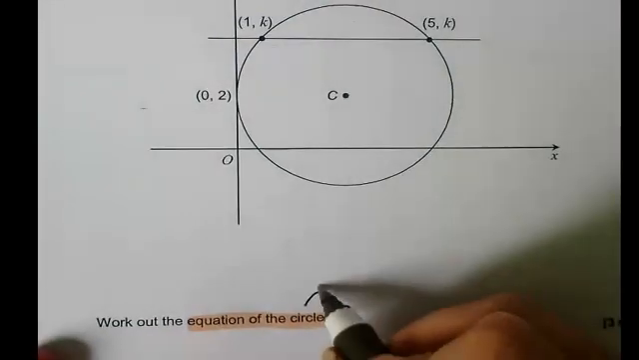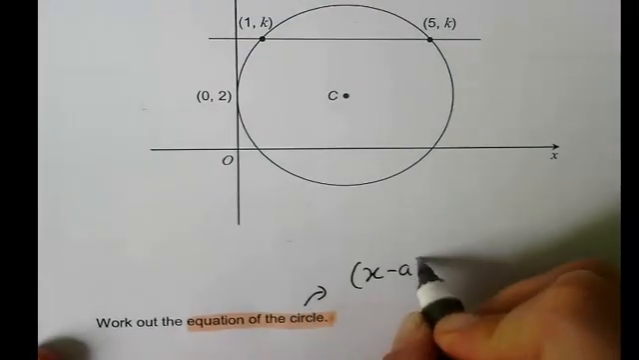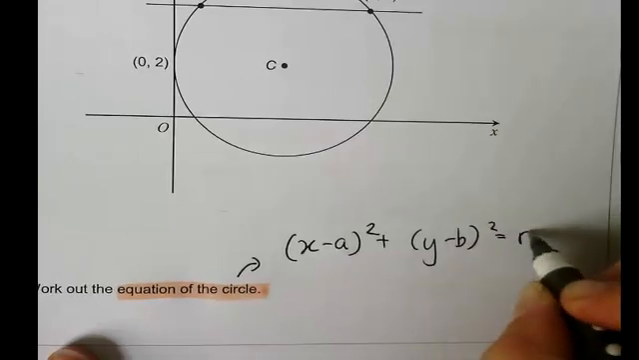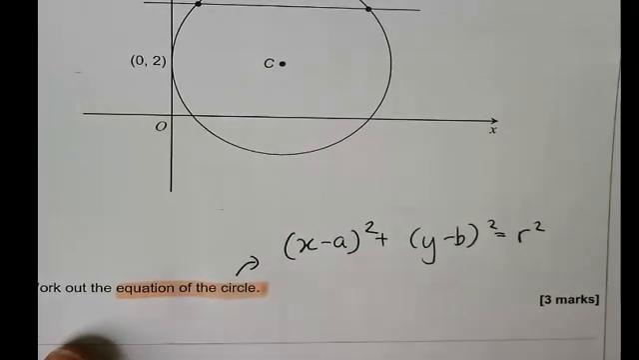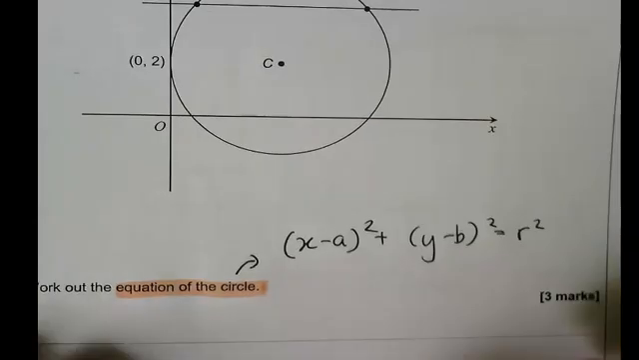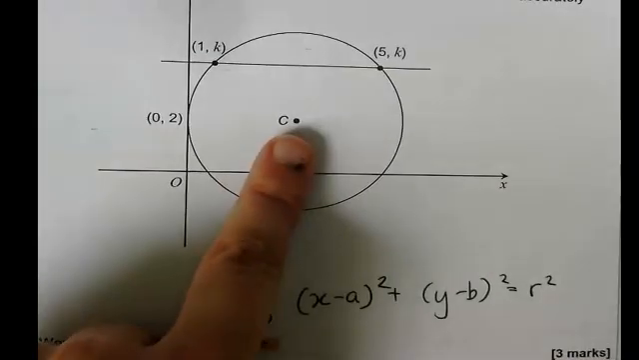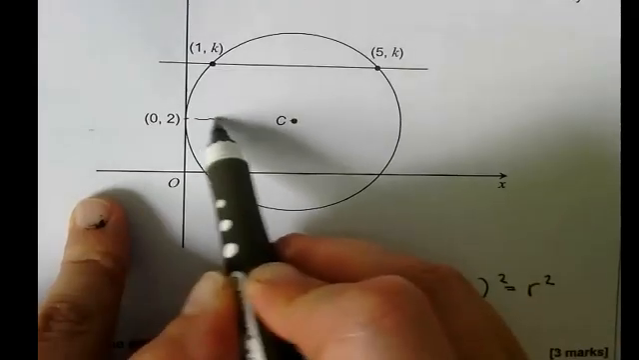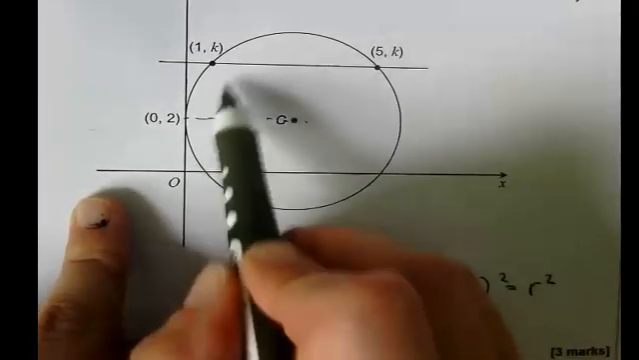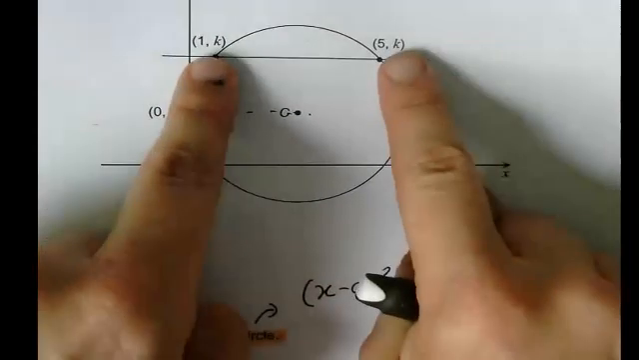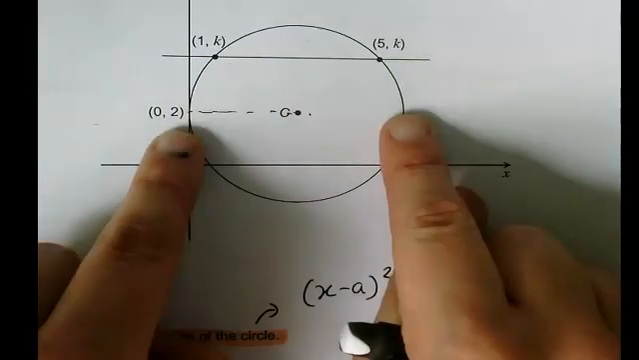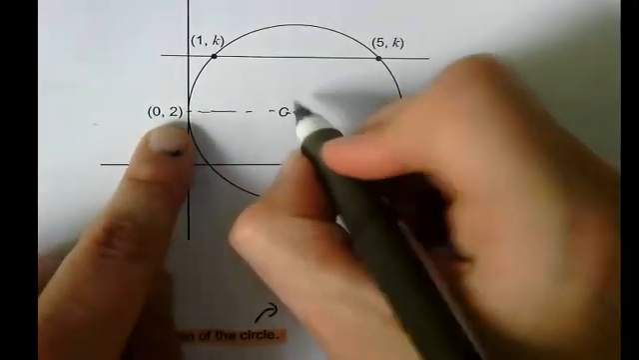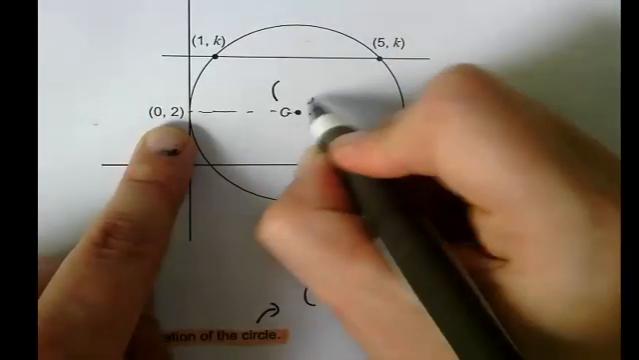I know the equation of a circle has the form (x minus a) all squared plus (y minus b) all squared is equal to r squared, where (a, b) is the centre. I'm going to see if I can work out the centre. I can see that the y coordinate is just going to be straight along from here. If these have the same y coordinates, this is going to also have the same y coordinate. It's going to be parallel to this line. So the y coordinate is going to be 2.